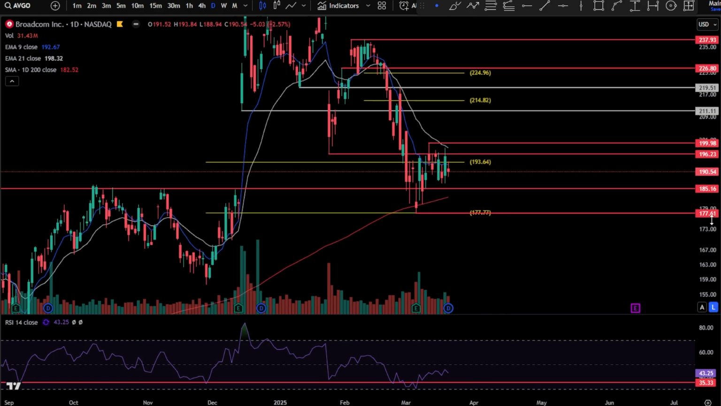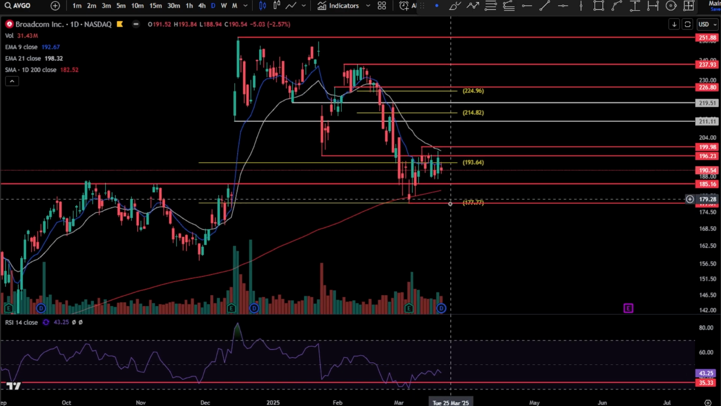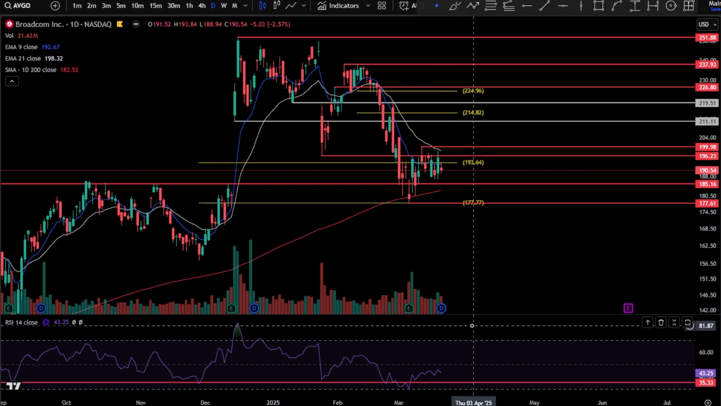Underneath 185.16, you have 177.61. And again, you've been finding buyers around the 200 over here. It's compressing over here. You're going to get your next big move. If it's the downside, you have a bullish divergence being put in.